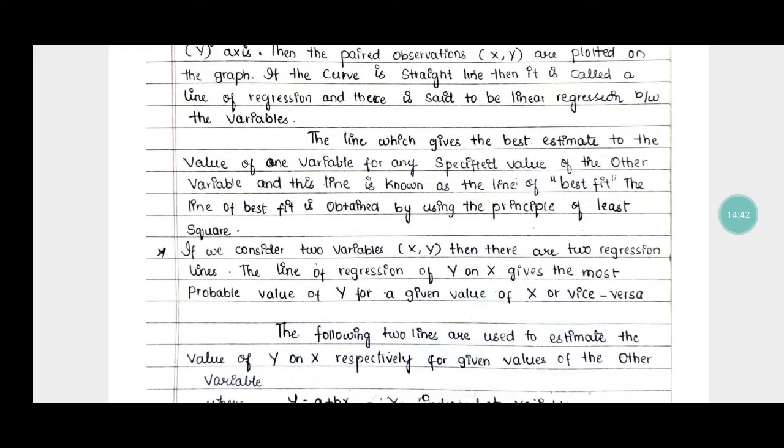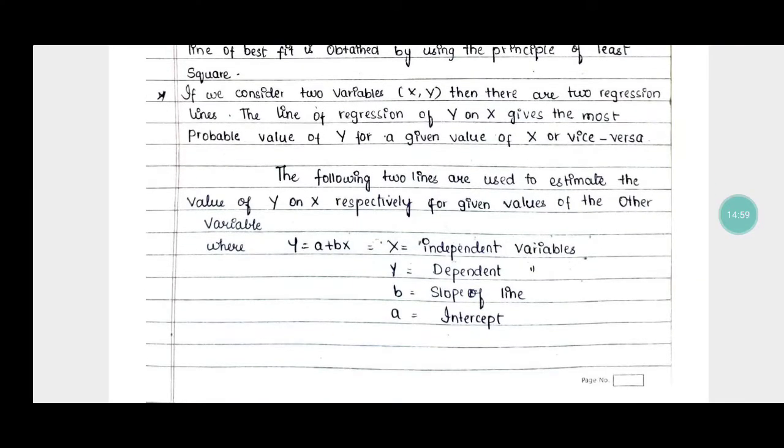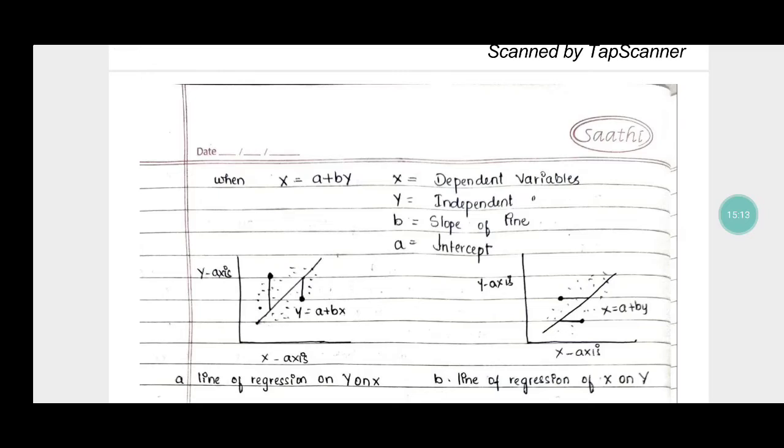So if we consider two variables x and y, then there are two regression lines. The line of regression of y on x gives the most probable value of y for the given value of x, or vice versa. So y equals a plus bx, where x is the independent variable, y is the dependent variable, b is the slope of the line, and a is the intercept. In the same way, when it changes to x on y, y is the independent variable, x is the dependent variable, b is the slope, and a is the intercept.